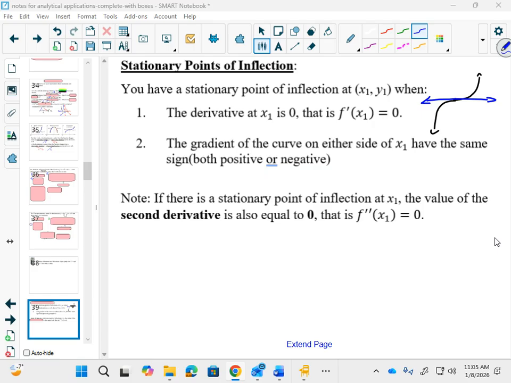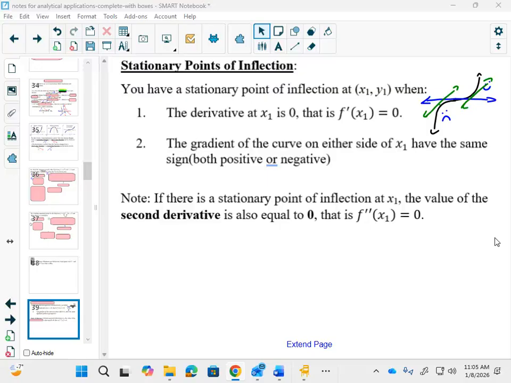The graph changes either from concave up to concave down or concave down to concave up, where the curvature is like the smiley or the sad face. But the gradient, or the slope of the tangent line, so notice here, my slope of my tangent line would be positive. Here, my slope of my tangent line stays positive. So if on your sign diagram you have a stationary point, but the sign does not change, then you have a stationary point of inflection.